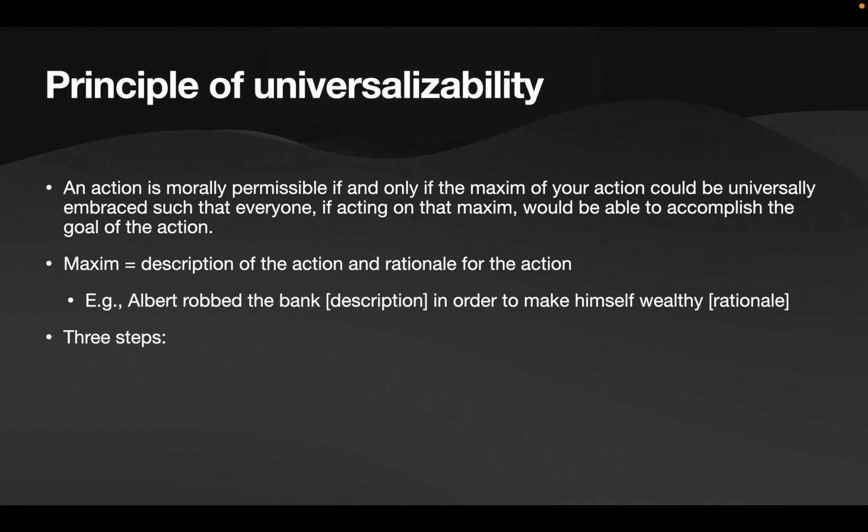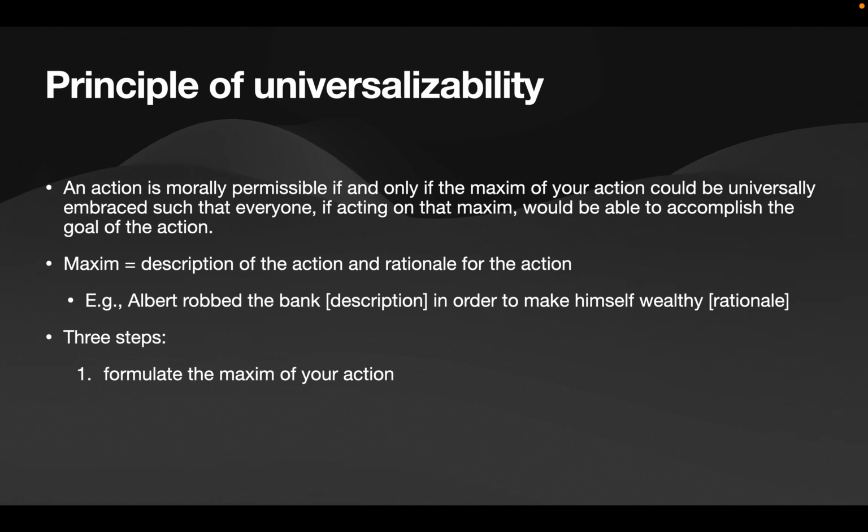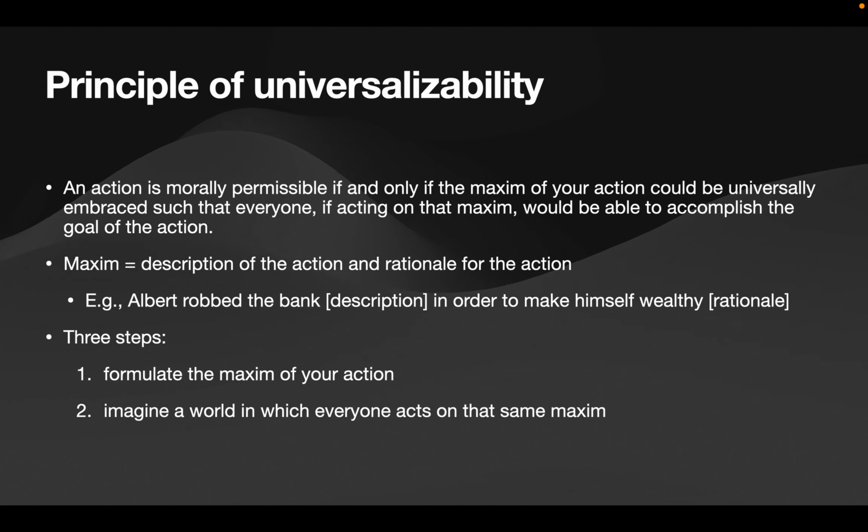So to think about applying the principle of universalizability, unpacking that first bullet point there, you can think about it in three steps. First, you formulate the maxim of your action. So let's just take the one above, Albert robbed the bank in order to make himself wealthy. That's the maxim. That is what Albert's doing and why he's doing it. The second step is to imagine a world in which everyone acts on that same maxim. So we're supposed to imagine now a world in which not just Albert is robbing a bank, but in which everyone is robbing a bank, and they're doing it for the same reason, in order to make themselves wealthy, right?